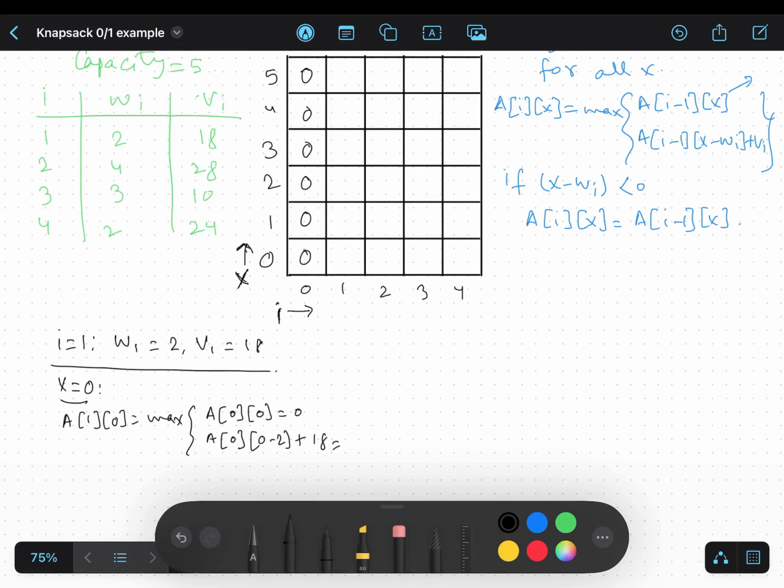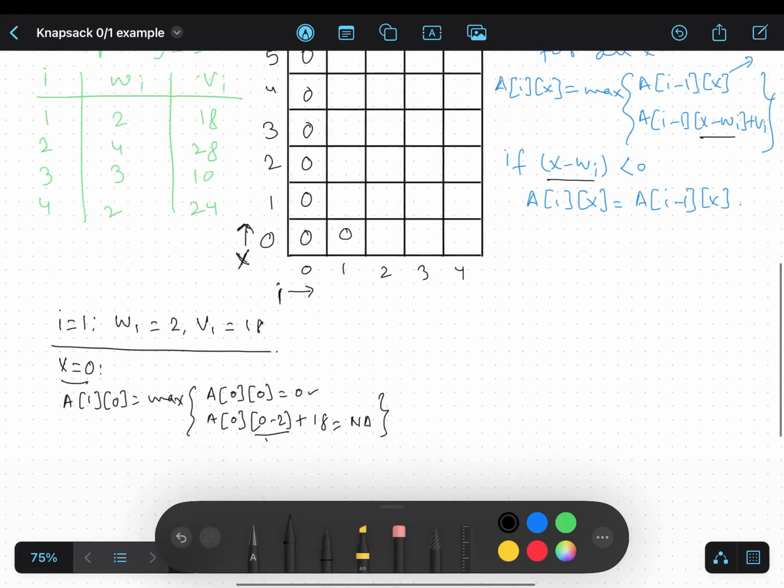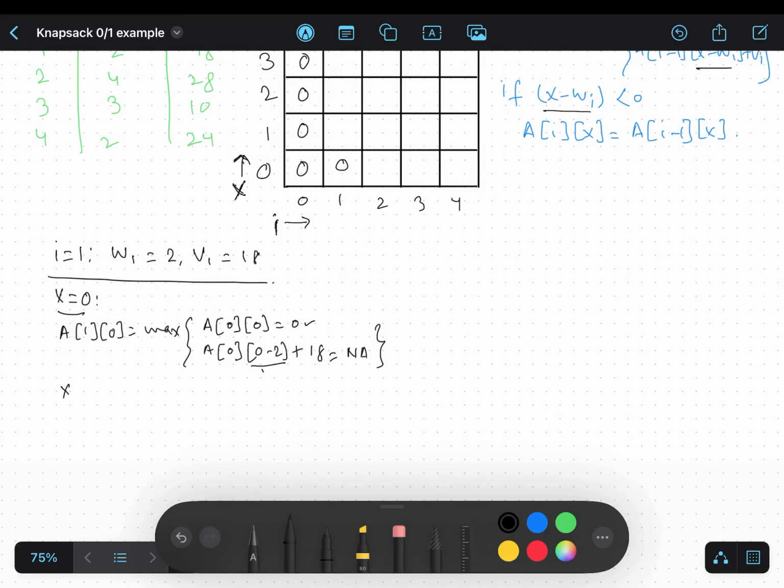So if you see, x minus Wi is coming out to be less than 0, and this is going to be not applicable, and we are going to pick the first one. So A(1, 0) is going to be 0. Okay. Let's move to x is equal to 1.